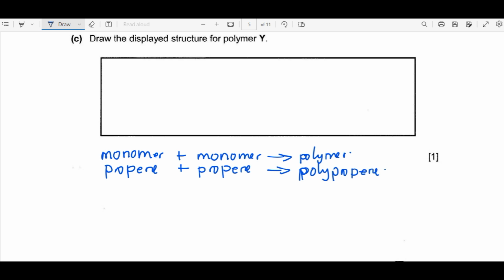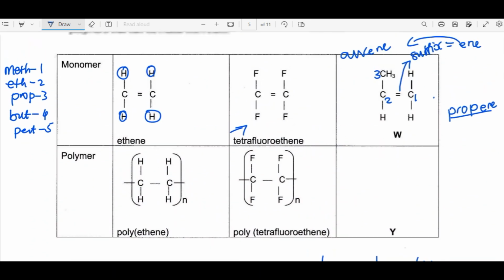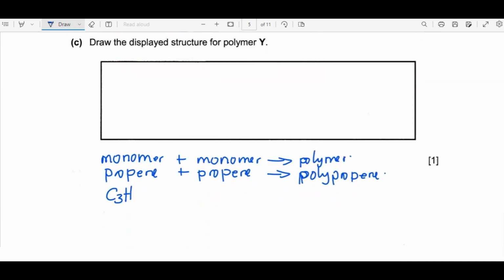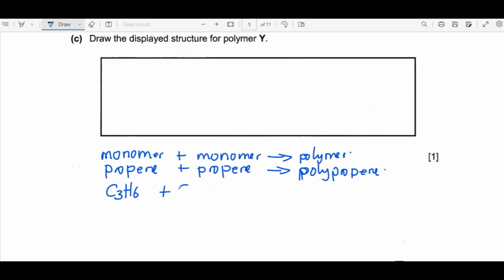From there, we need to look at the chemical formula. The chemical formula will have C3, 3 carbons. Then how many atoms of hydrogen do we have? We have 1, 2, 3 plus these 3, 6. So we just say C3H6 plus another C3H6. Then the formula for a polymer, for this addition, you just have to add. So there are 6 carbon atoms. Then the hydrogen will have 12.